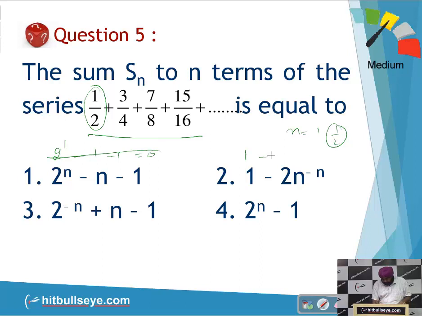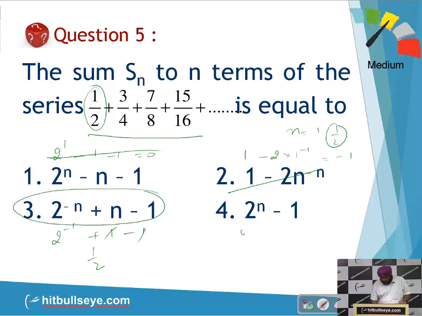Second option, 1 minus 2 into 1 raised to power minus 1 will give us minus 1, hence it will not be the answer. 2 raised to power minus 1 plus 1 minus 1 will give us 1 by 2. This could be the answer. 2 raised to power 1 minus 1, that is 1, is not the answer. Three options get rejected, hence the third option is the answer. So you can see how powerful the Venn solution is for these types.